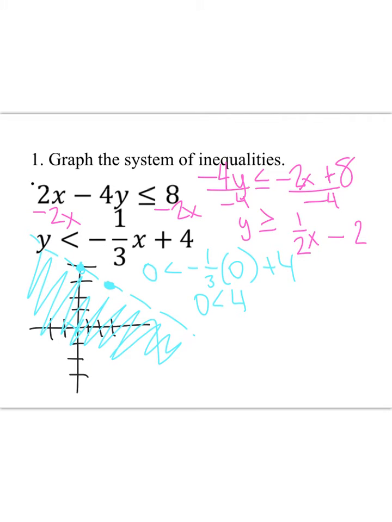Now I'll graph the other inequality. The y-intercept is -2, and the slope is up 1 and right 2. And this is a solid line because it's greater than or equal to. Now to figure out which side of the line is shaded, I'm going to pick the origin again and plug it into that inequality. So I get 0 greater than or equal to 1/2 times 0 minus 2. I get 0 is greater than or equal to -2, which is a true statement, so I shade the side with the origin.